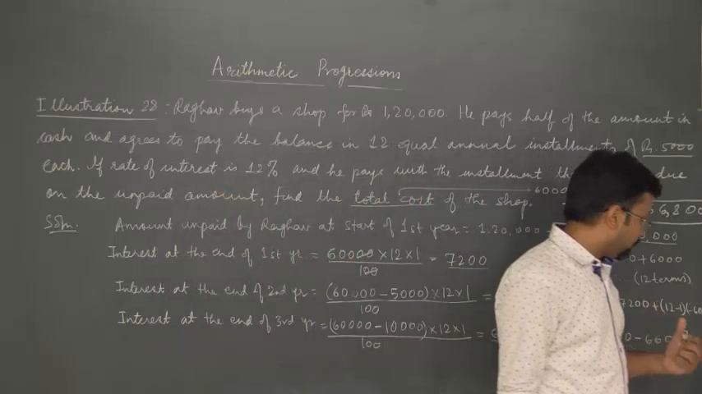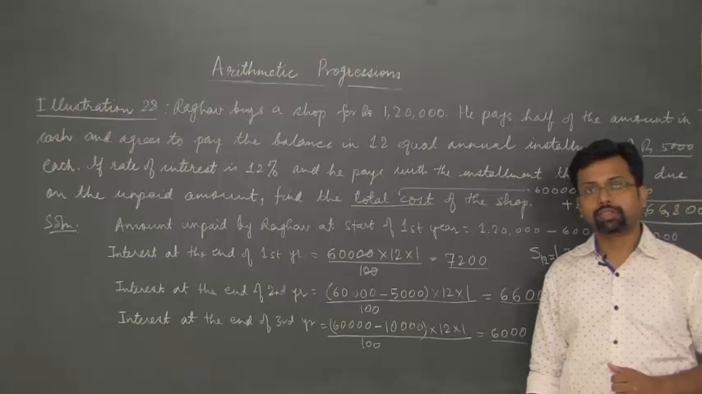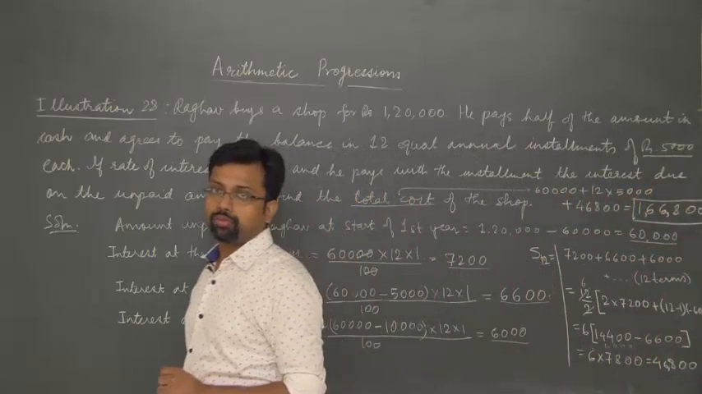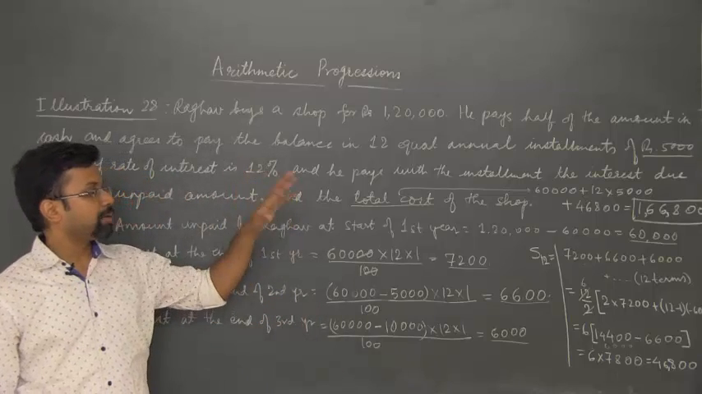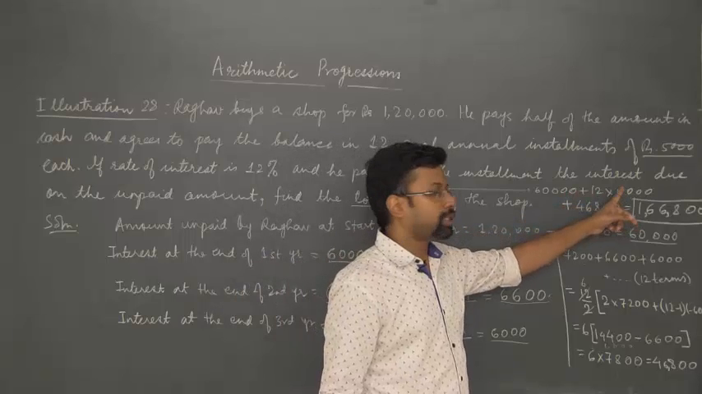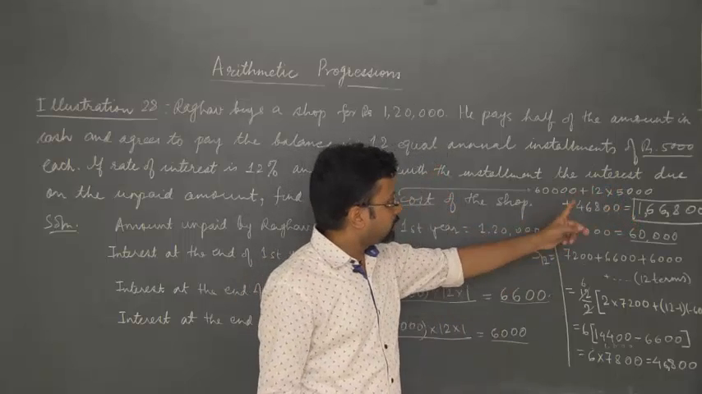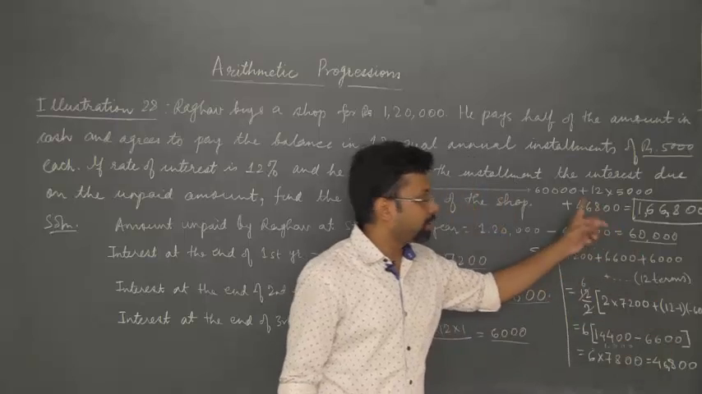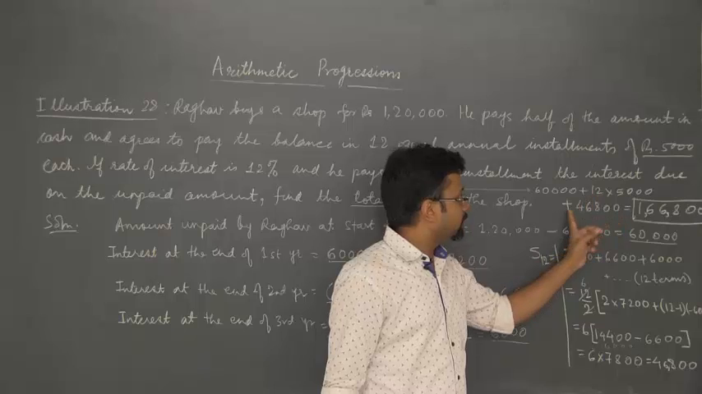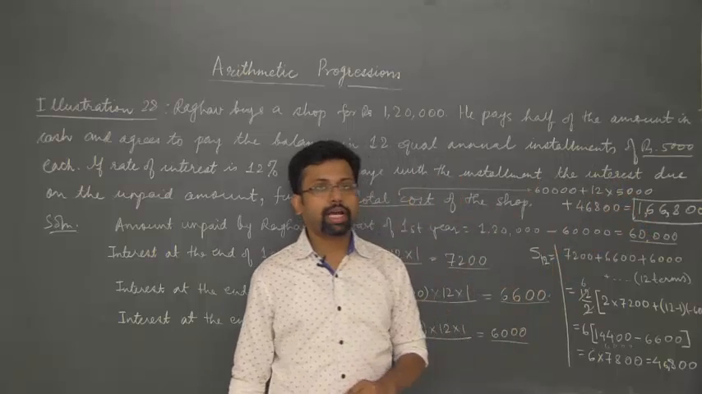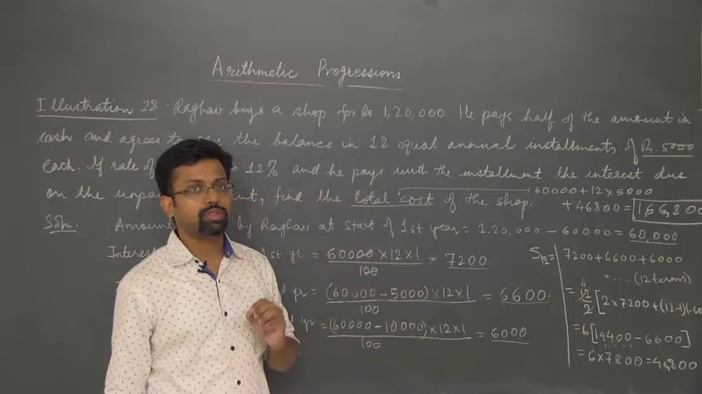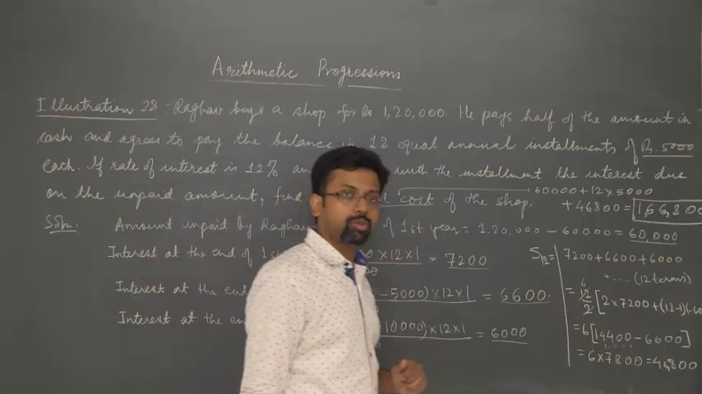would be rupees 46,800. So when we calculate the total cost of the shop, what do we have to do? We have to add the 60,000 that he had paid upfront, the 5,000 rupee installment that he pays for 12 years, and the interest that has accrued over the period of 12 years, which is rupees 46,800. When we add these three, we get 1,66,800 rupees as the total cost of the shop. So I hope you got this question.